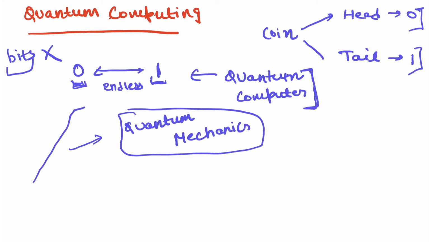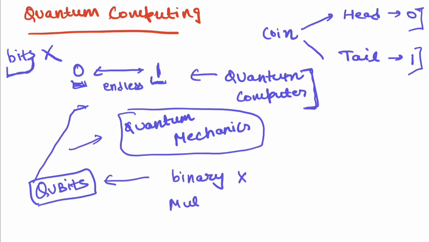And this concept is called qubits in quantum computing. So the way we call them bits in existing computers, in quantum computing they are called qubits. Every qubit can have multiple states. It's not limited to binary format.